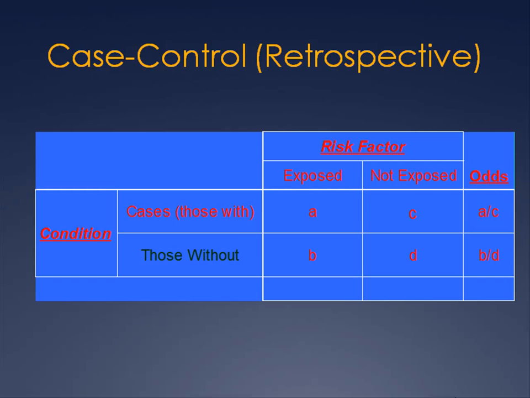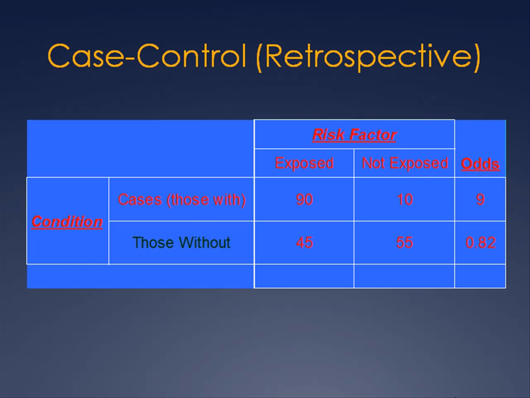This is the ratio of odds between those who have the disorder and were exposed to the risk factor divided by those without the disease who were exposed to the risk factor. Let's plug in some numbers and see how this works.